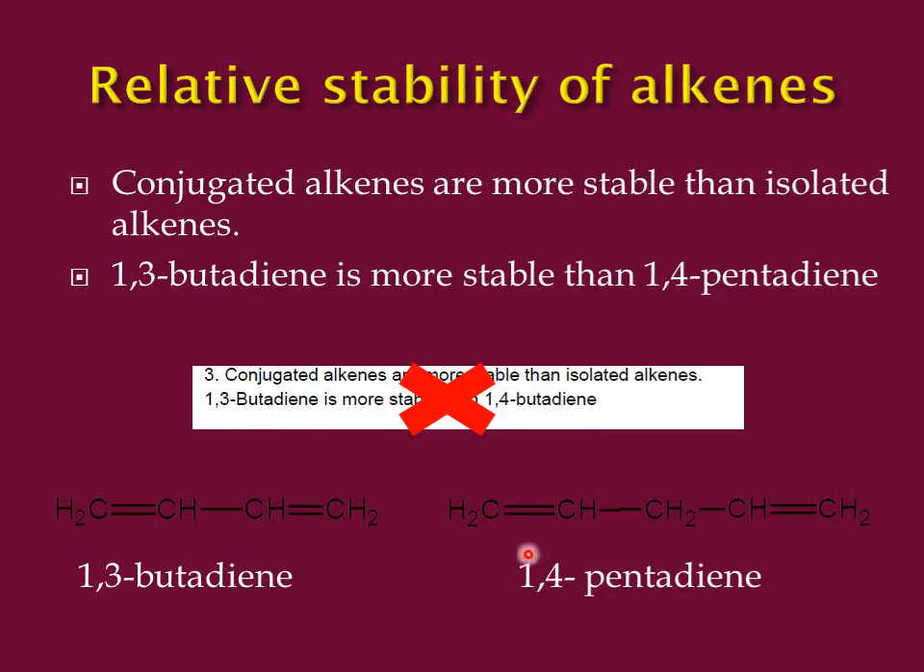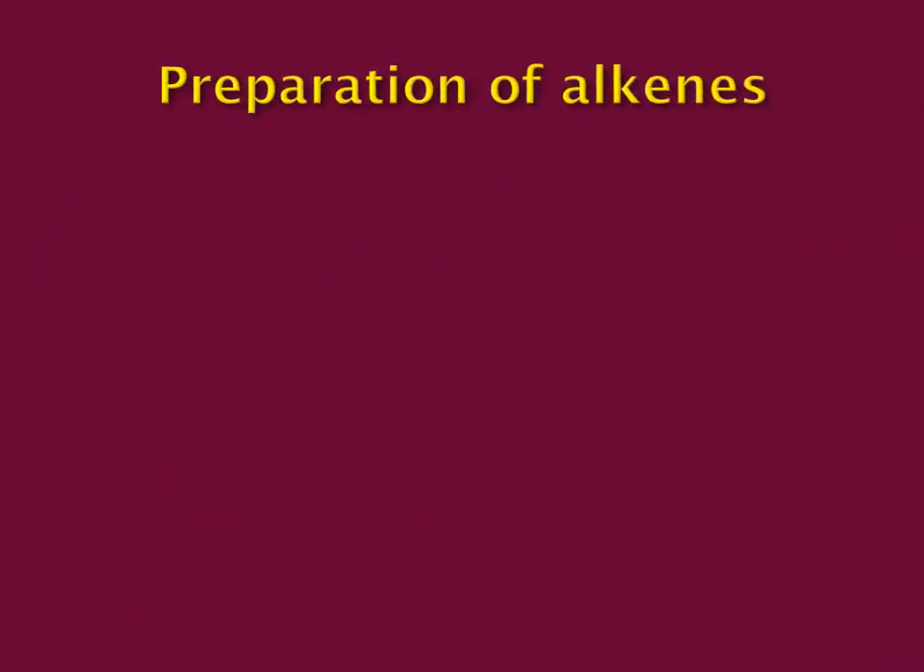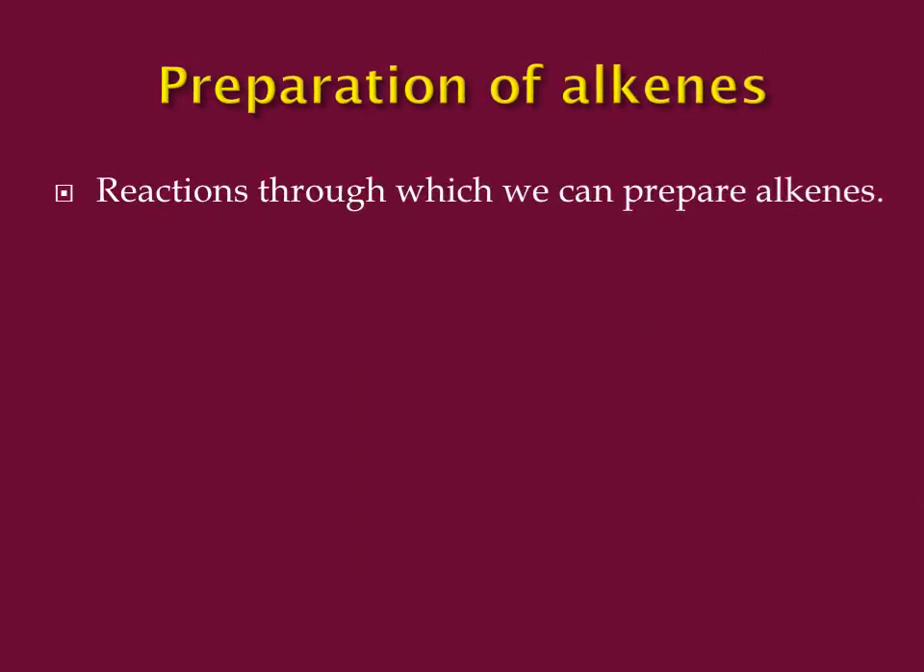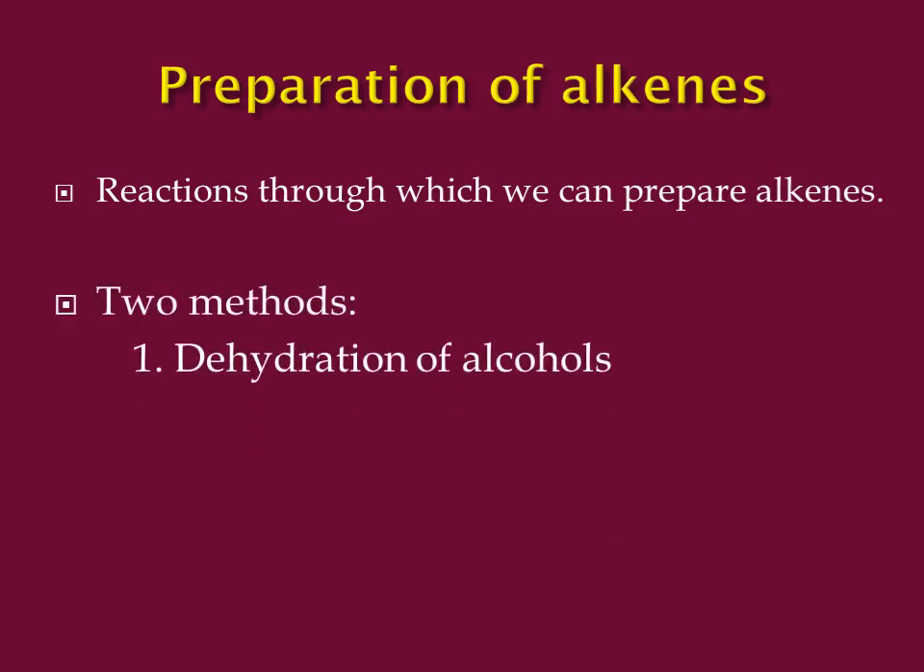Students, in the next topic, we are going to study the methods for the preparation of alkenes, means the reactions through which we can prepare alkenes. Two of the methods we are going to study today. The first one is dehydration of alcohols and the second one is dehydrohalogenation of alkyl halides.